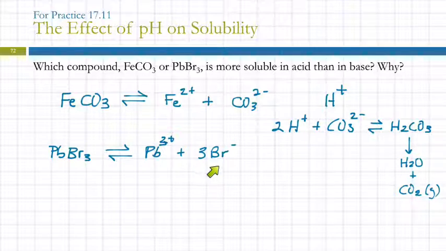Is acid going to do anything to bromide ion? No. Bromide ion is the conjugate base of a strong acid. It is not going to react with hydrogen ion. It's just going to sit there. And so this is not going to be affected by acid. So the iron carbonate will be more soluble in acid because the anion is the conjugate base of a weak acid. Any questions?